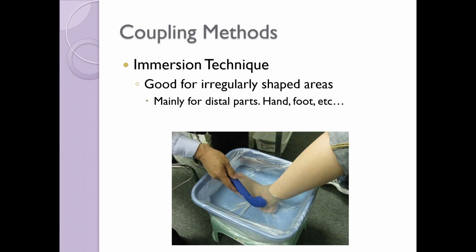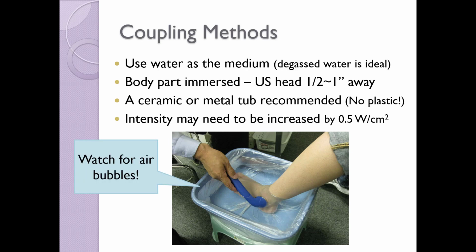Another coupling method is an immersion technique. When treating irregularly shaped areas such as the distal extremities or the hands, a more uniform dose of ultrasound is delivered using water as a transmission medium. The body part is immersed in a tub of water. The water should be degassed if possible. Water can be degassed by first boiling it for 30 to 45 minutes and then storing it in an airtight container. Either sterile or distilled water may be used as well.